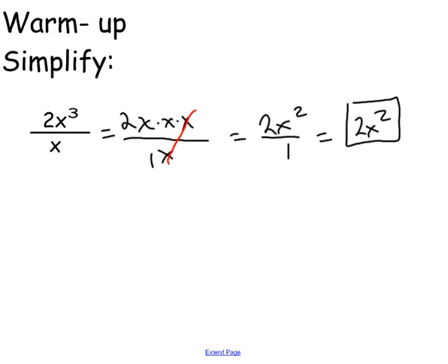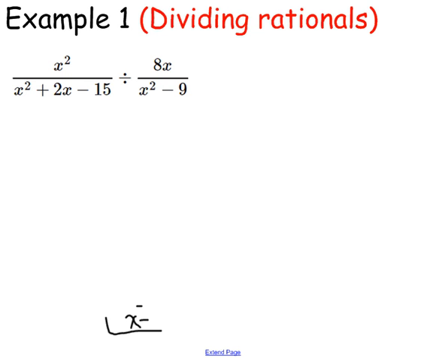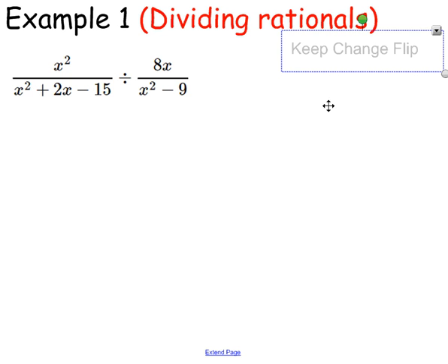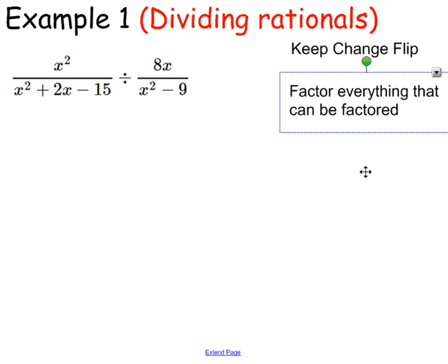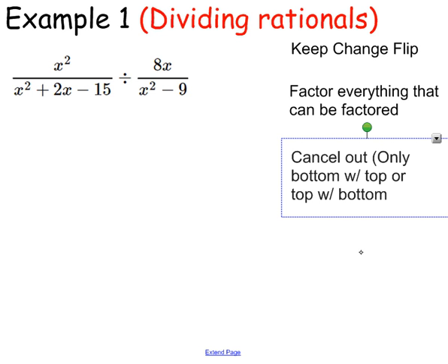All right, so let's get to it. We are going to begin this one with dividing rationals. So this is part 2. So you've seen the steps before. Keep, change, flip. Factor everything that can be factored. Cancel out. And then, we could pick up the rest from there.